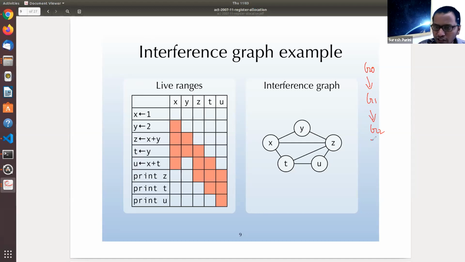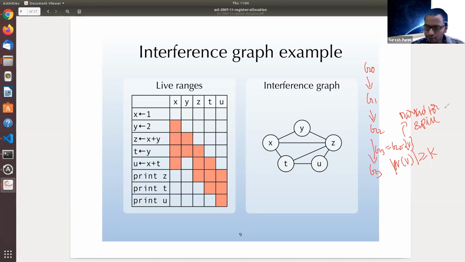At this point, when we are going from G2 to G3, there is a vertex V, so G3 is equal to G2 minus vertex V. But the problem is, the cardinality of the neighborhood of V is greater than or equal to k. This is a problem. So vertex V is marked for spill. When we spill it, all the places where it is used, we will spill it. By spilling it, we will reduce the degree of all the vertices which are in the neighborhood of the vertex.